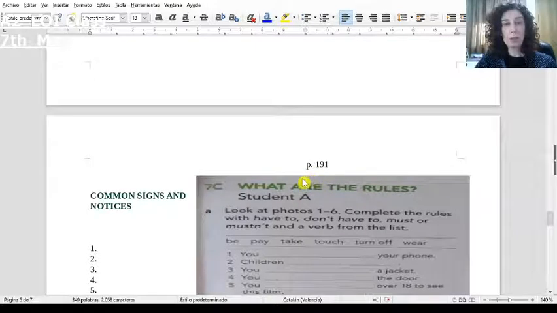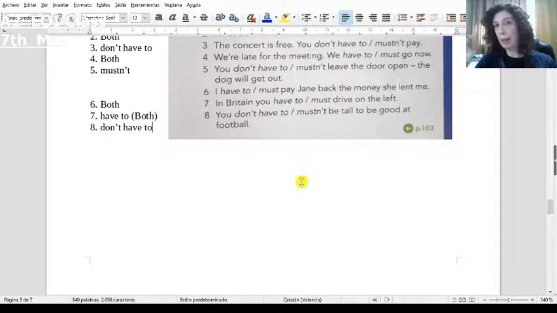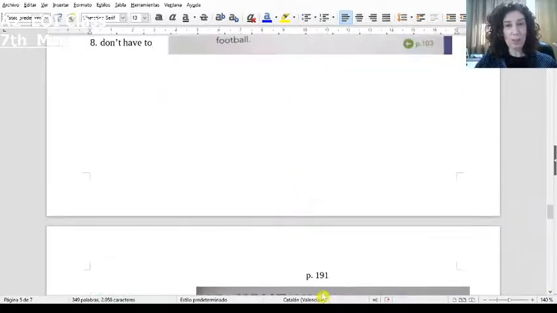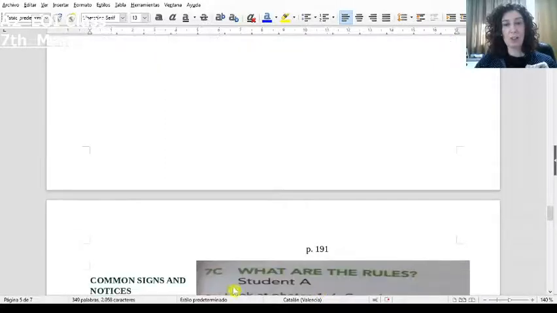On page, oh no, sorry, not the listening yet. Que us he preparat una cosa. Sorry. Please, everybody, go on page 191. Take your books and open page 191. Everybody. And on this page, you have this. 7C, what are the rules? ¿Cuáles son las normas? ¿Cuáles son las reglas del juego?